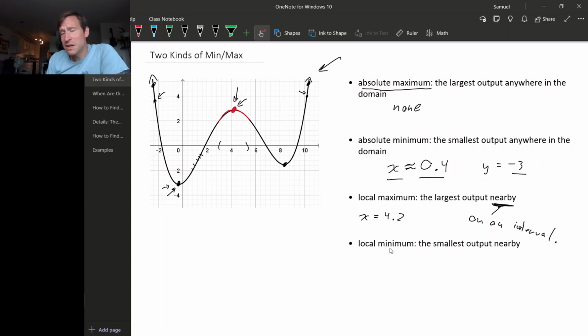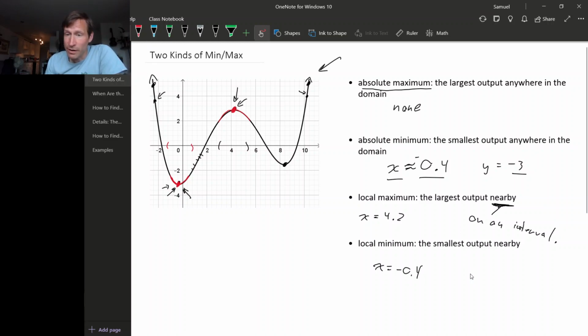All right, and a local minimum is the same thing, but for the smallest output nearby instead of the largest output nearby. And on this graph, there are two local minimums, right? There's the one over here that's an absolute minimum. If we restrict the graph only to the part of the graph near this low spot, it is the lowest thing on that part. And so there's a local minimum at x equals minus 0.4. Oh, this should be a minus 0.4 up here.